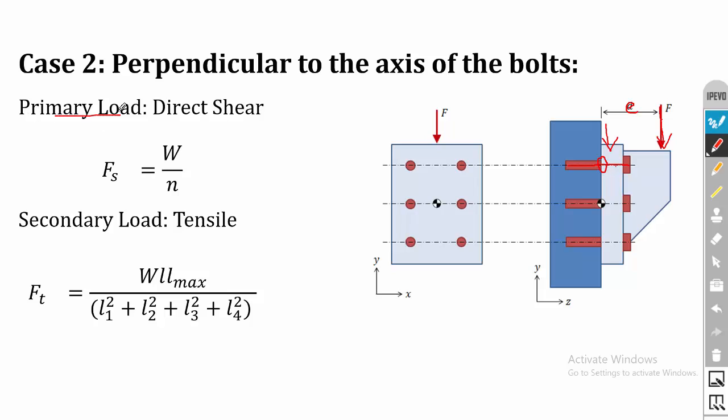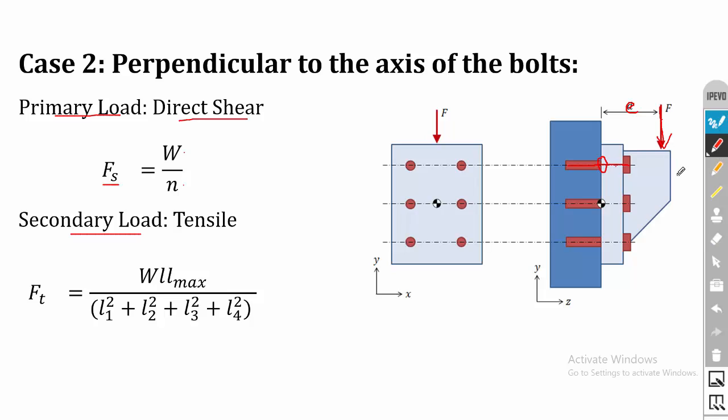So the primary load is the direct shear load, and the direct shear load Fs is equal to the total load divided by the number of bolts. Then the secondary load is with consideration of the eccentricity. So considering eccentricity, the load will act here.